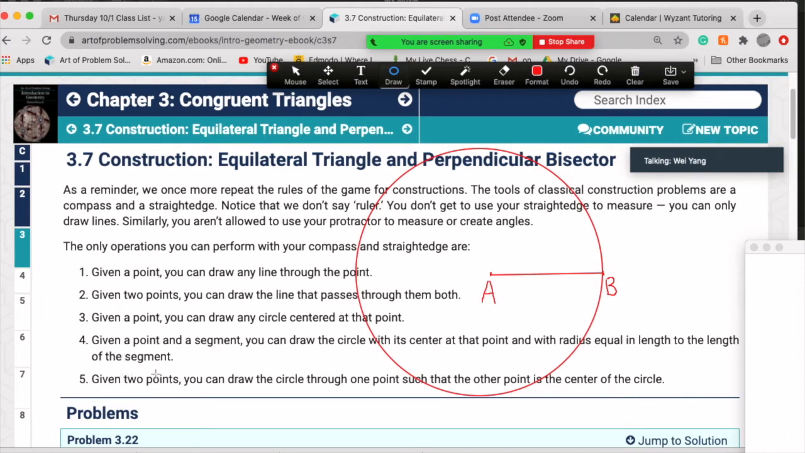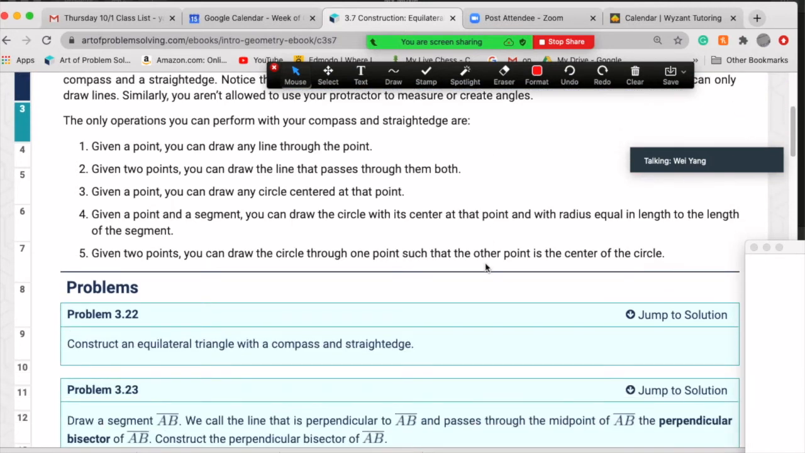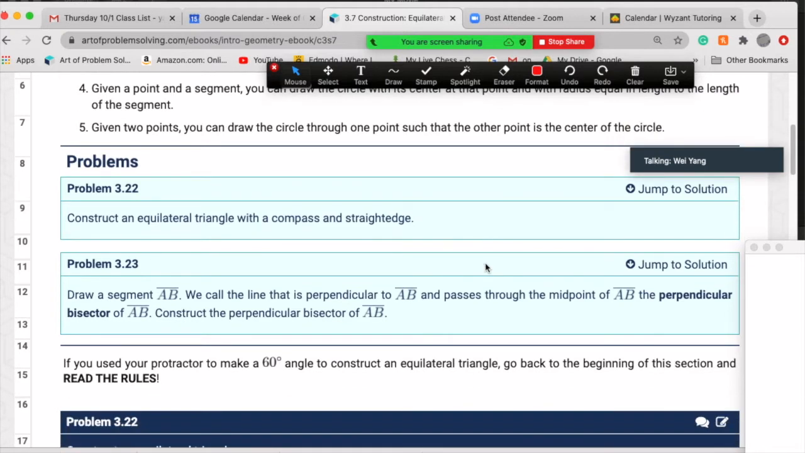Now, 5. Given two points, you can draw a circle through one point such that the other point is the center of the circle. If we give you two points, then you can draw a circle just like this: use one point as the center, and the other point is on the circle. So this is what you can do with a compass and a straight edge. Based on this knowledge, we can build other geometry shapes. Now, let's see the first one.